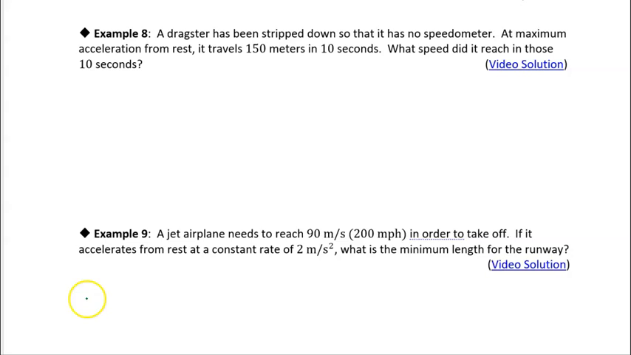All right, so this one, example 8, says a dragster has been stripped down so that it has no speedometer. So we have no speedometer. We can't tell how fast we're going. At maximum acceleration from rest, it travels 150 meters in 10 seconds. What speed did it reach in those 10 seconds?